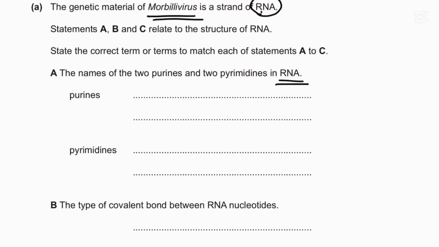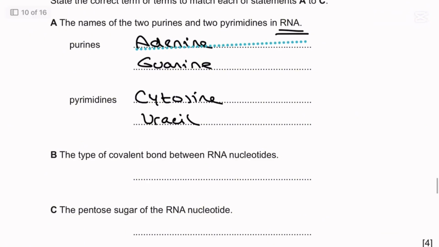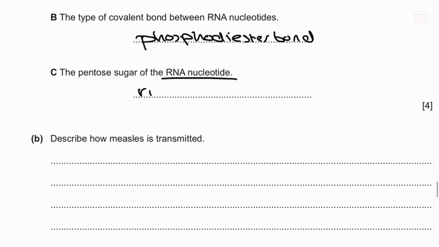Okay, so for purines, it's adenine and guanine. Make sure to write down the full names. You can't just go with A or G, okay? Pyrimidines, obviously make sure to not write down thymine because there's no thymine in RNA. It's going to be cytosine and uracil. Now for the type of covalent bond between RNA nucleotides, it's a phosphodiester bond. And then the pentose sugar of RNA, it is ribose, which is why it's called ribonucleic acid.